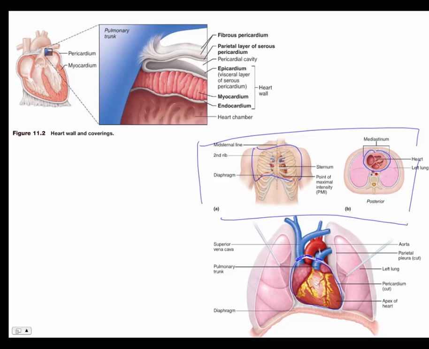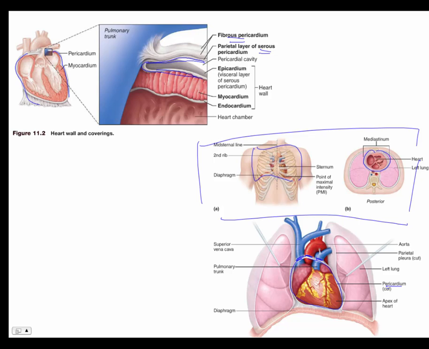Now, if we look at the heart, we notice that the heart has this outermost layer. This is called the pericardium. And the pericardium that surrounds the heart, internal to that, we have two different layers. Because they're serous tissues, remember we're always going to have a parietal and a visceral layer. So this parietal pericardium is going to line the inside of this fibrous pericardium. And then internal to that, we're going to find the visceral layer of the pericardium.